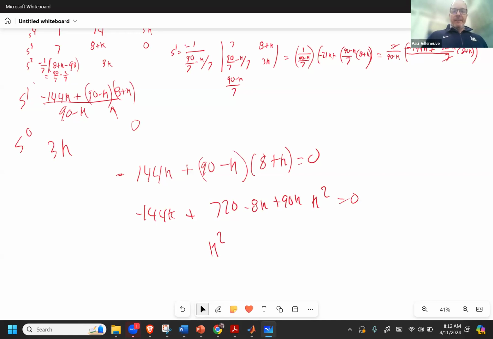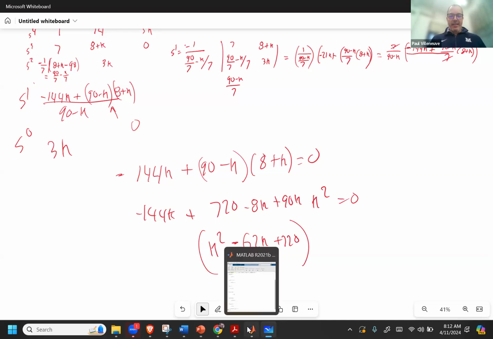k squared and minus, let's see, what is that? Minus 82, so that's 62k plus 720. Now I got to take the roots of that. I got to take the roots of that to solve for the value of k. So let's bring up MATLAB.